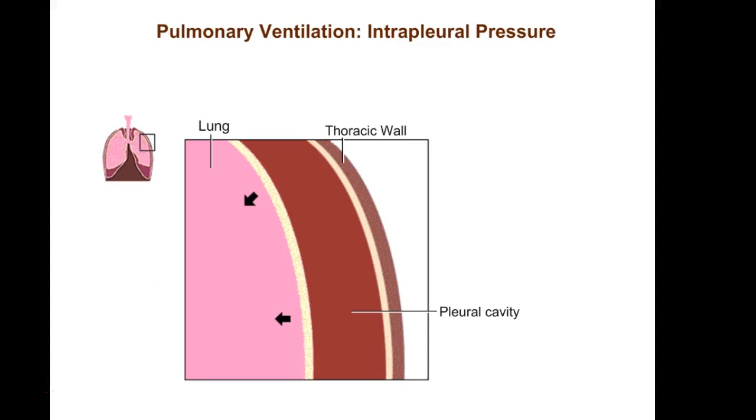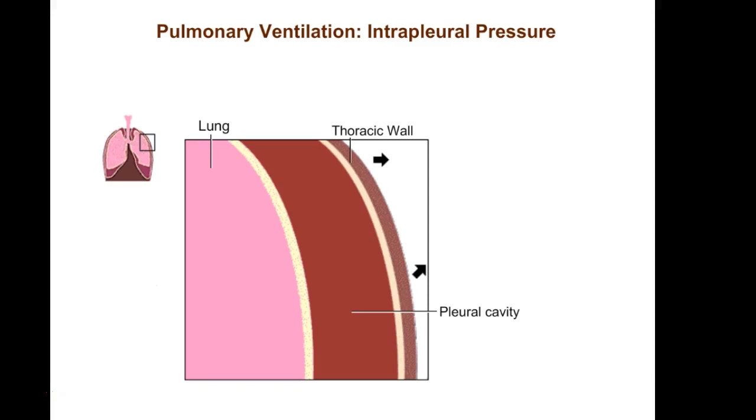Let's observe the effect of the thoracic wall's elasticity. The elastic thoracic wall tends to pull away from the lung, further enlarging the pleural cavity and creating this negative pressure. The surface tension of pleural fluid resists the actual separation of the lung and thoracic wall.